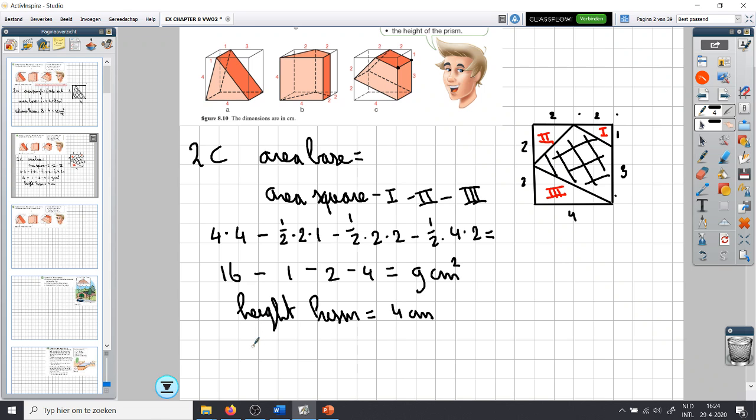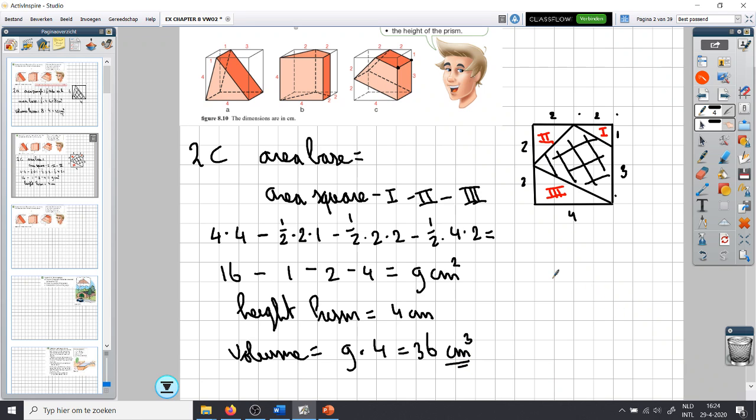What's going to be the volume of the prism right now? Area base 9 times the height, which connects the base and the top face. So this gives me 36 cube centimeter. Don't forget, again, to add the units.